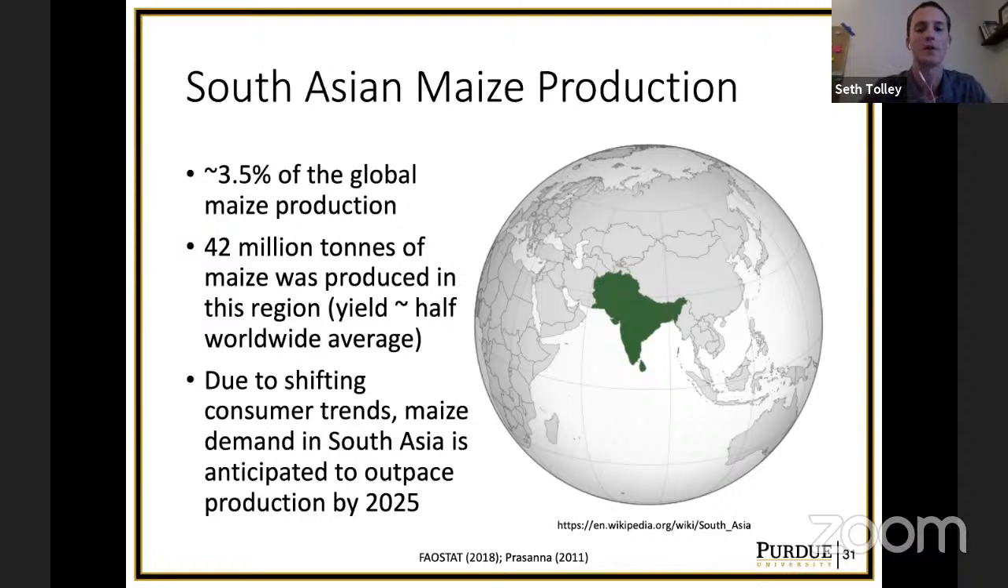So rather than talking about data that we have collected, I just wanted to provide a general background of this project and the reason for this project. And so just to start out with talking about South Asian maize production, it represents about 3.5% of the global maize production. What's unfortunate though is that yield is roughly half of the worldwide average. So when we look at consumer trends and how they're shifting over time, it's anticipated that demand for maize in South Asia is going to outpace production by 2025.